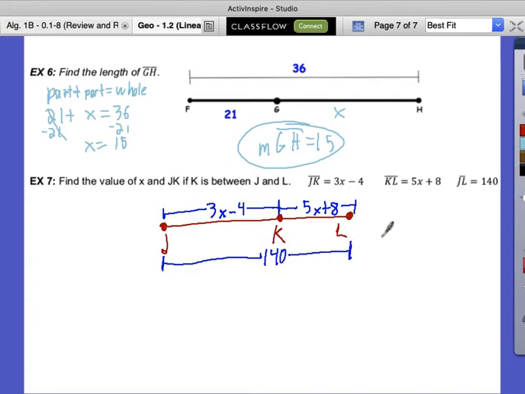Well, can we set up an equation from this? Yes. Raise your hand if you want to help me set up the equation for this one. Kenny, what do you think, buddy? 3x minus 4 in parentheses, and then 5x plus 8 in parentheses, equals 140.